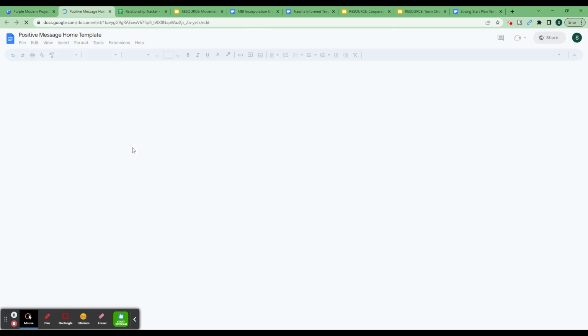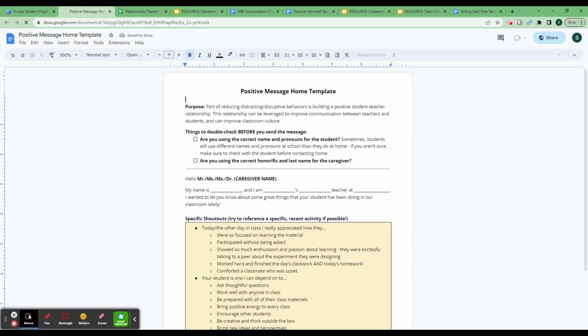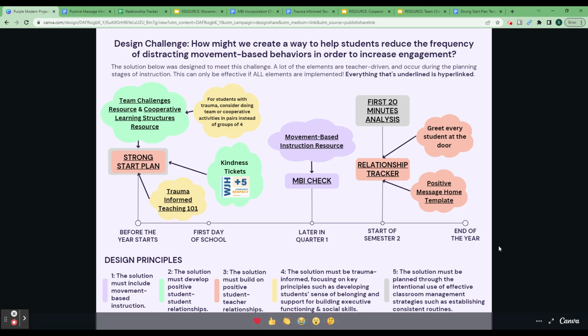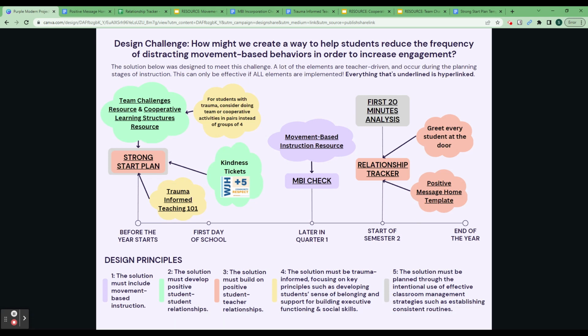I also have created a positive message home template that allows us to form more positive relationships with students and their families. This is just a rough template that might allow you to more easily and more quickly have those interactions with home. Additionally, greeting every student at the door is a research-based way to develop more positive relationships with students.